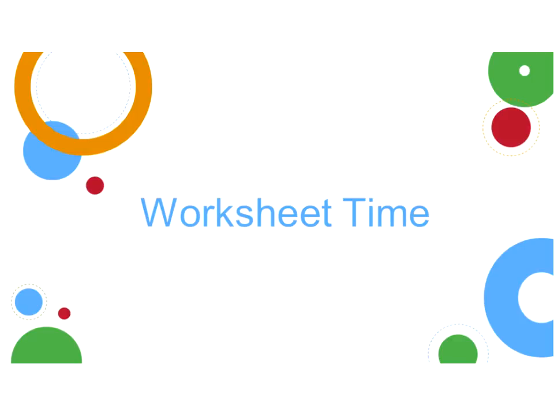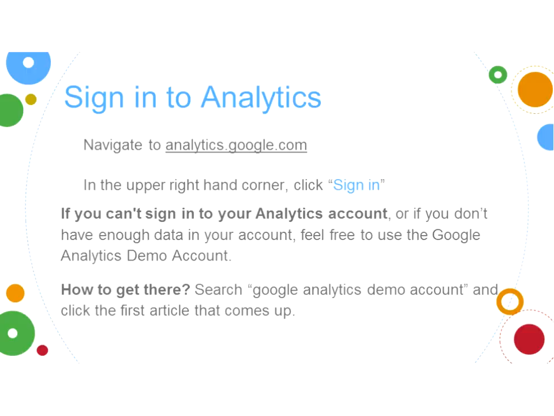Great, so we're going to get started in our worksheet time and do a little bit of hands-on analytics work. First thing we want to make sure everyone can do is to sign into the analytics account. If you haven't signed in already, the easiest way to do that is just to navigate to analytics.google.com. And in the upper right-hand corner, you should be able to click Sign In. If you're already in Gmail or in a Google account, it will probably sign you in automatically.